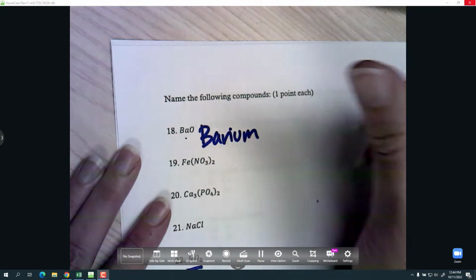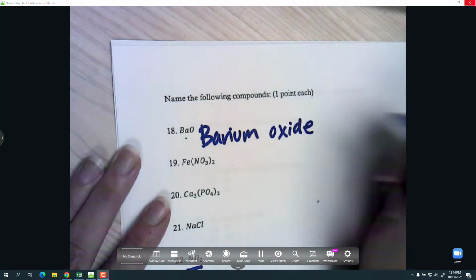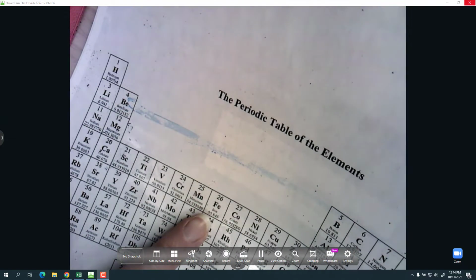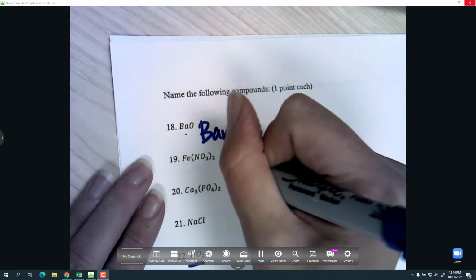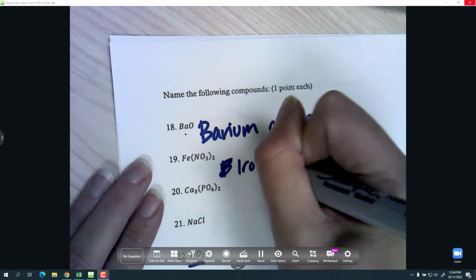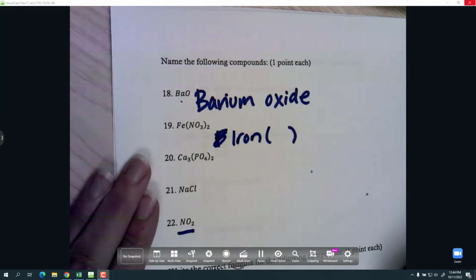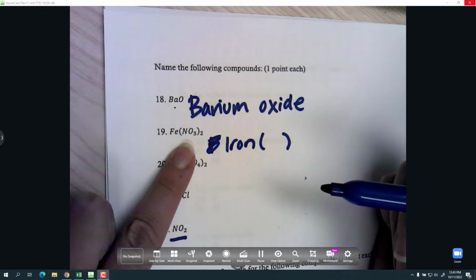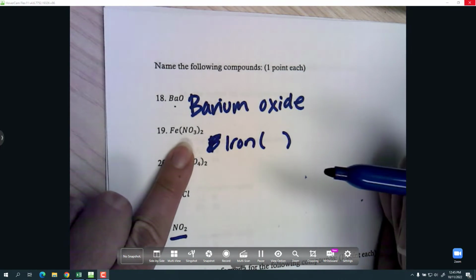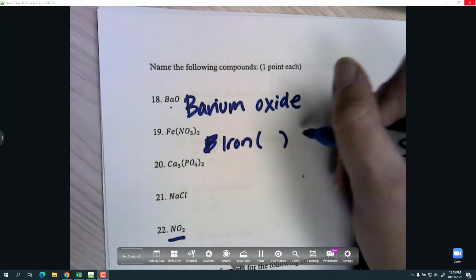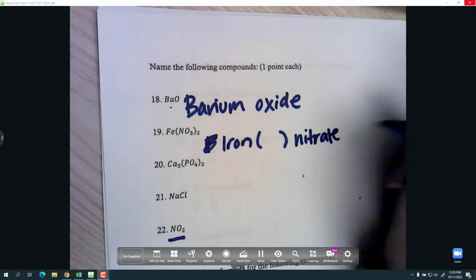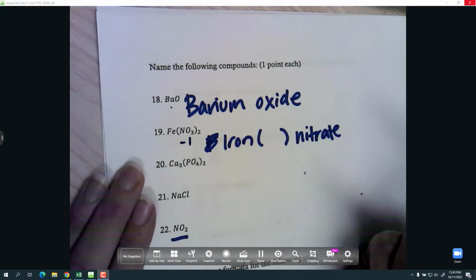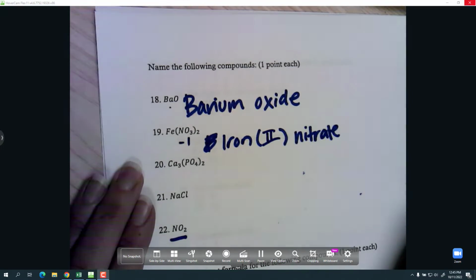Change the oxygen to an IDE ending, oxide. If it's something that has multiple possible charges, like iron, then I need to figure out the charge, but it's still iron, something. That's the Roman numeral of the charge right there. It goes in the parentheses. And then the polyatomic ion doesn't get an ending change, so it's just nitrate. Now, because I know the polyatomic ion nitrate is a -1, and there are 2 of them, that's a -2 total, so the iron must be +2, so that's what goes in my parentheses.